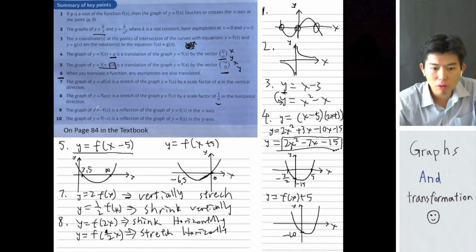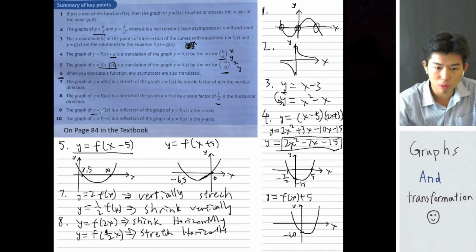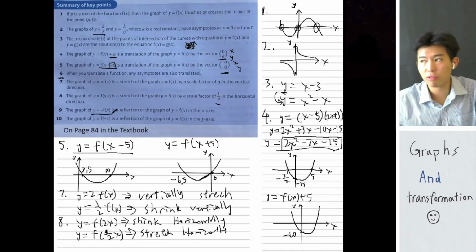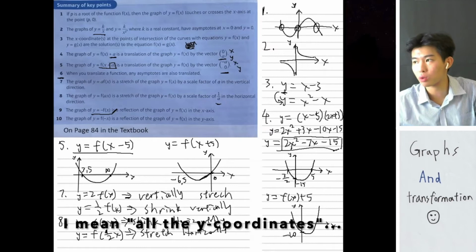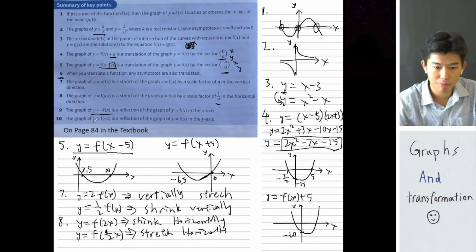concepts. The graph of y equals minus f of x is a reflection of the graph of y equals f of x in the x-axis. Yeah, so if you see this kind of problem, y equals minus f of x, it is times all the y coordinates by -1. And same as here, y equals f of minus x is a reflection of the graph of y equals f of x in the y-axis.